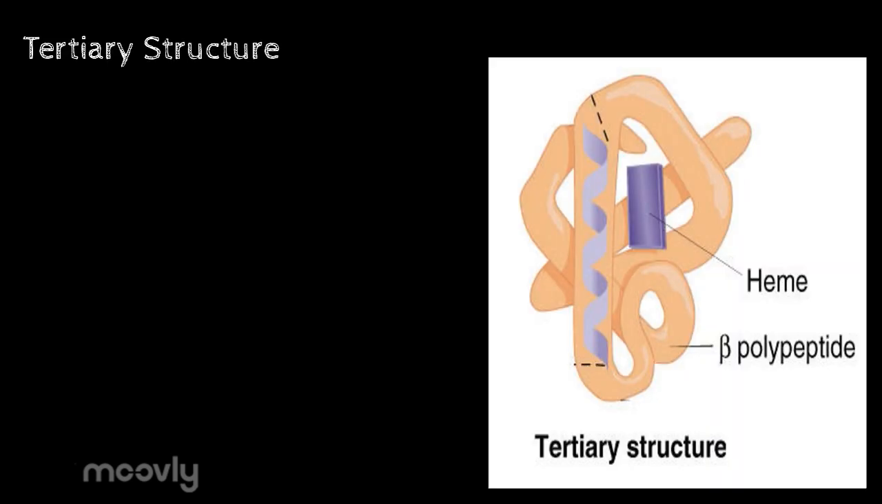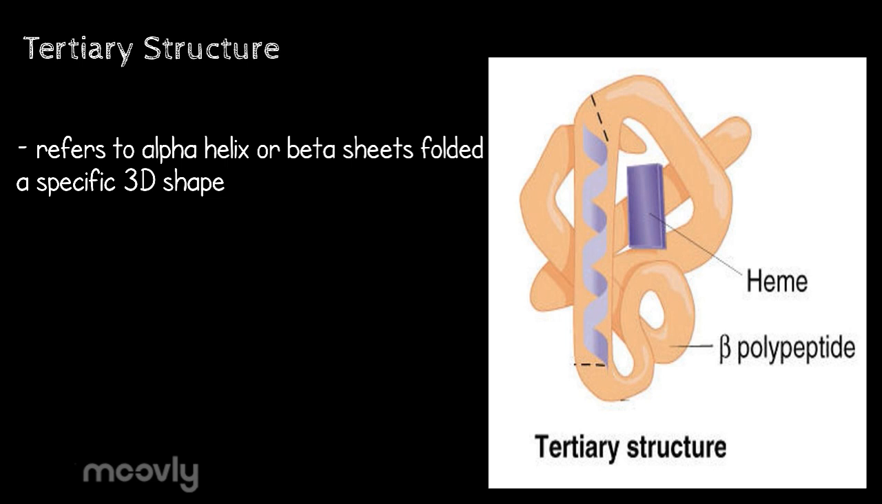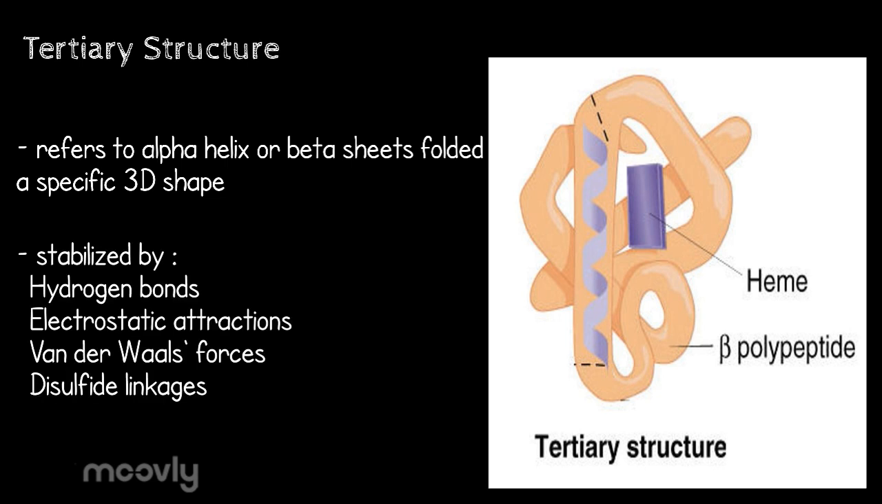Let's move on with the tertiary structure. This refers to the alpha helix or beta pleated sheet folded into a specific 3D shape, and this fold is stabilized by various forces. There are two groups of proteins, fibrous and globular protein.